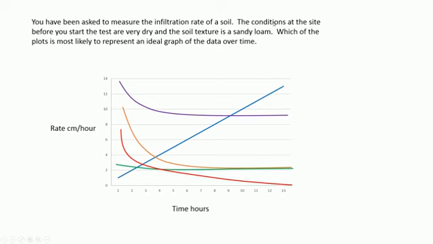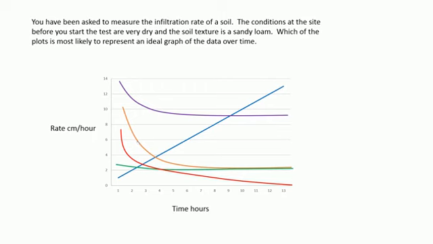In this case, the person answering this question needs to, yes, understand what an infiltration rate graph looks like, but they also need to be able to integrate the fact that the conditions at the start of the test are very dry, and also that the texture of the soil is a sandy loam. You need to integrate at least those three things in order to be able to choose the alternative from the graph here. In case you're wondering, it's the orange one. Okay, so that's how you test higher-level thinking.